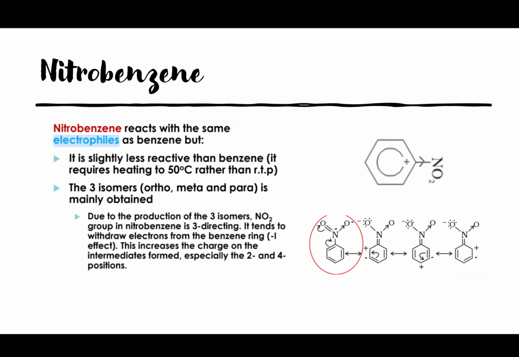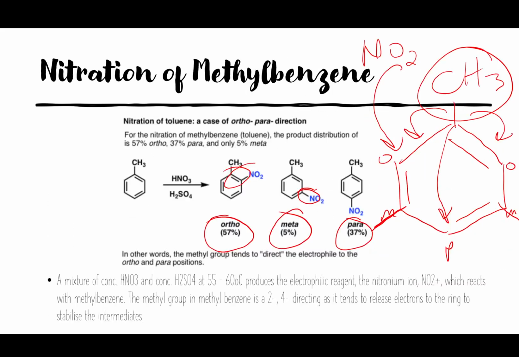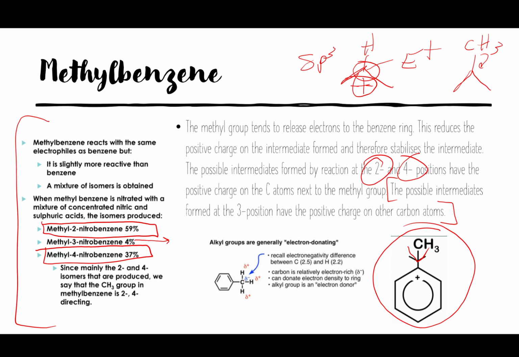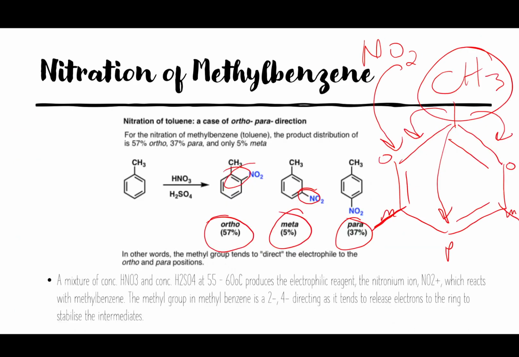Now nitrobenzene. Nitrobenzene reacts with the same electrophiles as benzene. So once you understand benzene, you understand methylbenzene and nitrobenzene. It is slightly less reactive than benzene. What is this saying? Let me give you all the information. We must look at every grain of information. We look at the fact that methylbenzene is slightly more reactive than benzene.